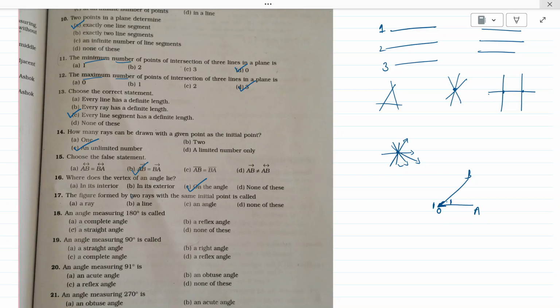17th is the figure formed by two rays with the same initial point. So these are two rays. They have the same initial point. Is it called a ray, a line, or an angle? This is called an angle.